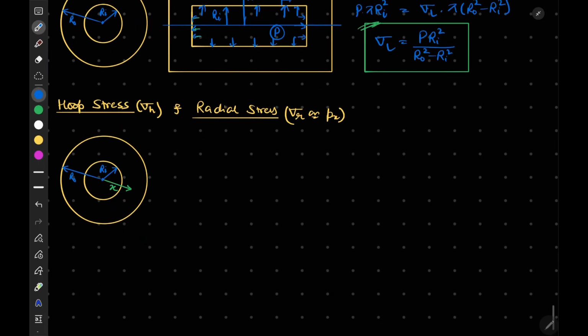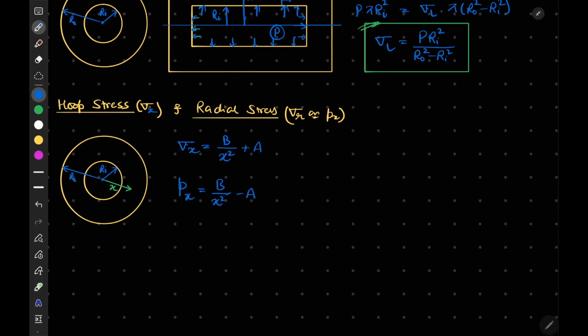So we write the hoop stress, sigma h, or let's write it as sigma x because it is varying with x. So we can write sigma x is equal to b by x square plus a, and we can write the radial stress px is equal to b by x square minus a.